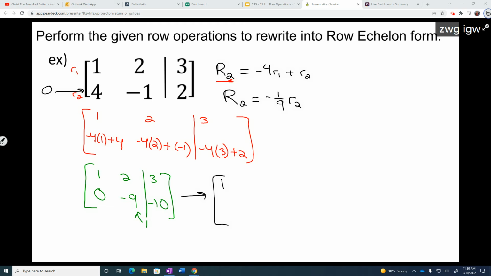So we keep the top row. And again, if you want to do this in your head, that's fine. But we're going to do everything times negative 1/9. So 0 times negative 1/9. Negative 9 times negative 1/9. And negative 10 times negative 1/9.